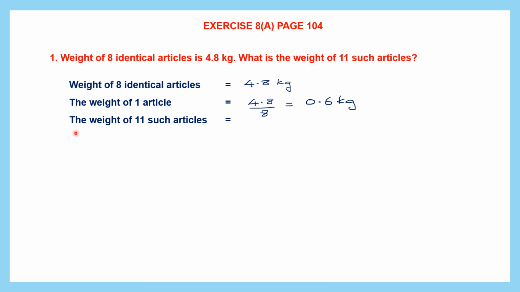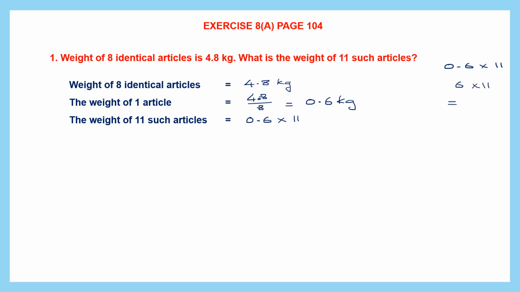Much more than that. So whenever it is more, we have to multiply. So we are going to multiply the weight of 1 article into 11 articles. 0.6 into 11. So let's do that. Now you know how we multiply decimal numbers, isn't it? So let's write the question 0.6 into 11. Ignore the point and multiply. When you ignore the point, it becomes 6 into 11.